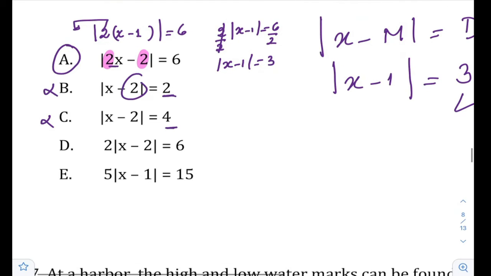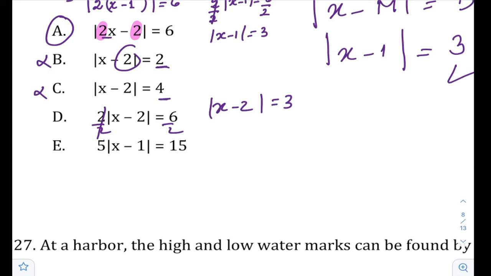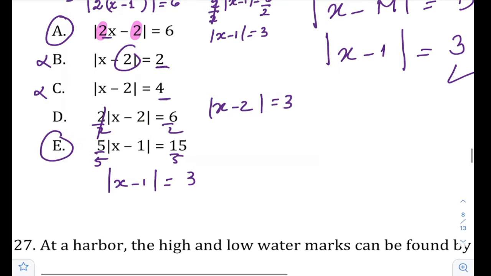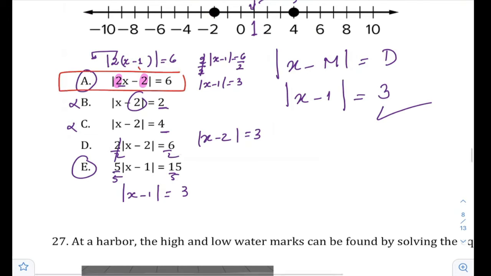Now, for this one, you will divide by 2 to simplify. It's ending up with absolute value of x minus 2 is 3, not the 1. Let's check the E here. If you divide by 5 both sides, then the absolute value is equal to 3, which is the one that I am expecting. So I have now two correct answers, the A and the E.